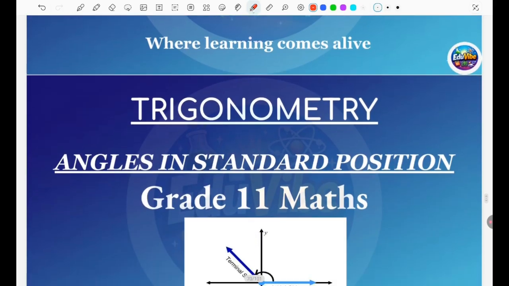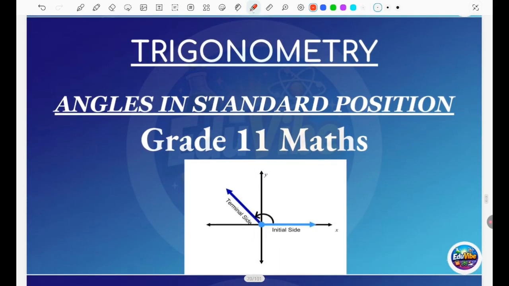Today we will start another topic of trigonometry, as we do trigonometry of grade 11 math. Today we are doing angles in standard position. This is the main topic of trigonometry, from where you start with the basics and then do the other topics in grade 11 math, and more standard things in grade 12 math.